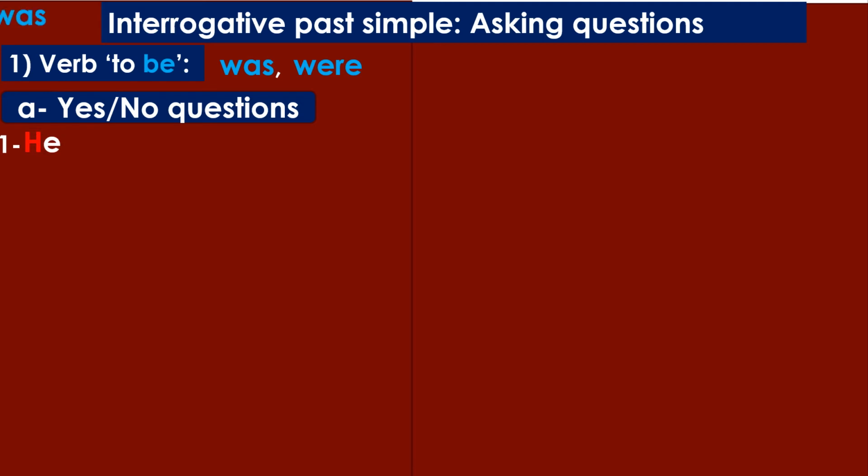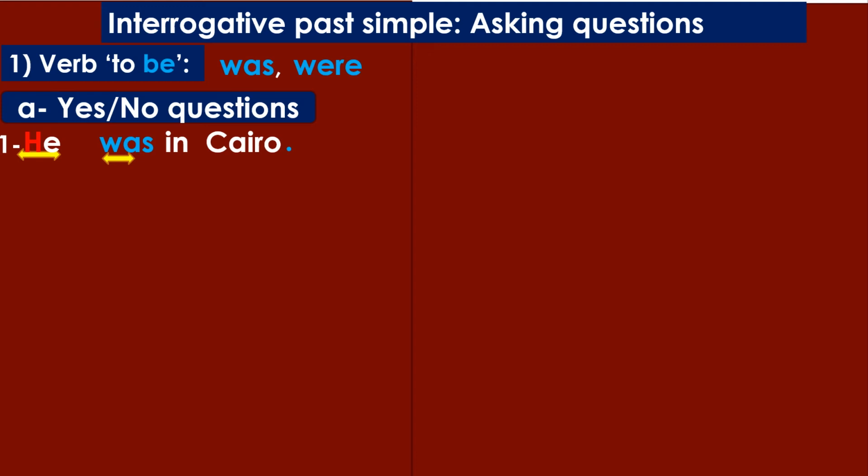Let's have a look at this sentence. Sentence number one: He was in Cairo, and then I'm going to have a full stop. This is a statement. He was in Cairo. Okay. Let's see how we're going to change it into a yes/no question. We're going to make a sort of inversion between he and was.